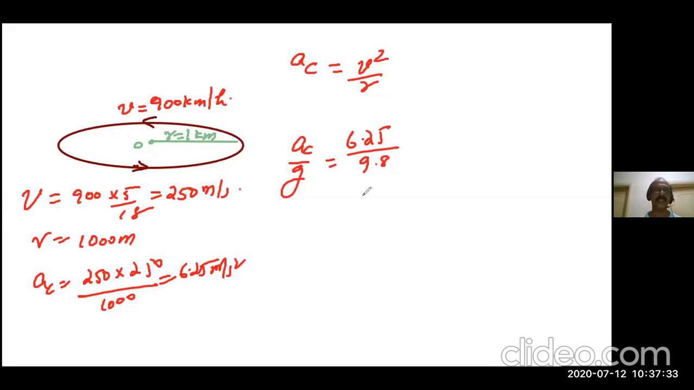This cancels here, 25 to 25. 625 by 98, 62.5 by 9.8. Final answer 6.37. This is a ratio.